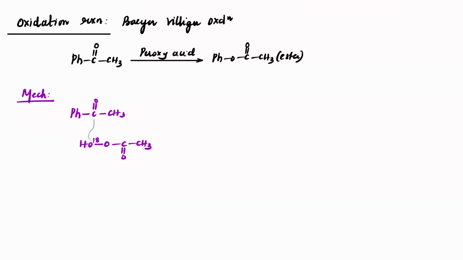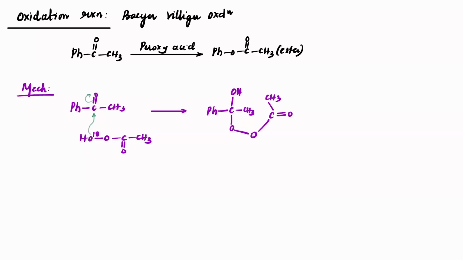This oxygen, which has a localized lone pair of electrons, will act like a nucleophile and add on to it. So what do we get on doing that? We will get Ph, then C, with OH connected, and O connected with the next oxygen, which is connected with C double bond O and CH3. And here we have CH3. So this is the intermediate you will get.